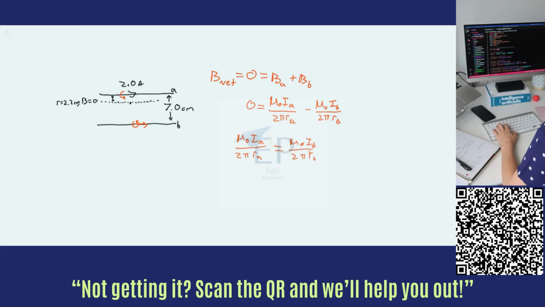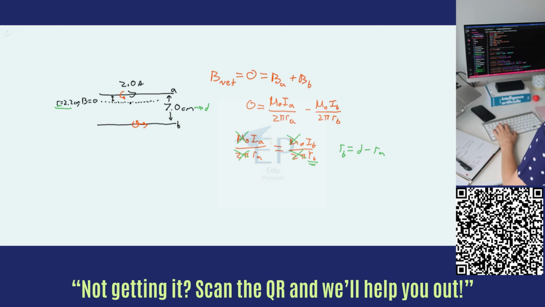All right, so we see these cancel. Both of these cancel, leaving only the ratio of the current to the distance. But luckily, we happen to know RB, because RB is just the total distance, which we'll call D, minus RA, which is here.